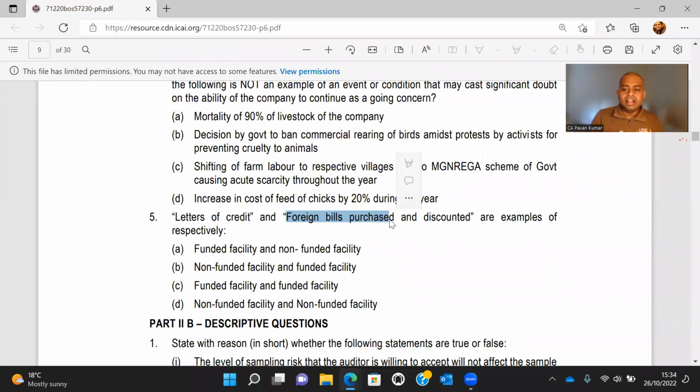Why is everybody telling D? D is not correct. The first one is non-funded, the second one is funded. I think B should be correct.